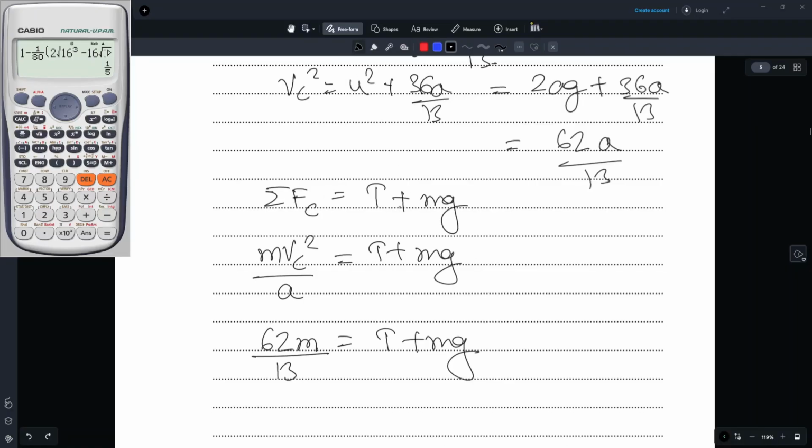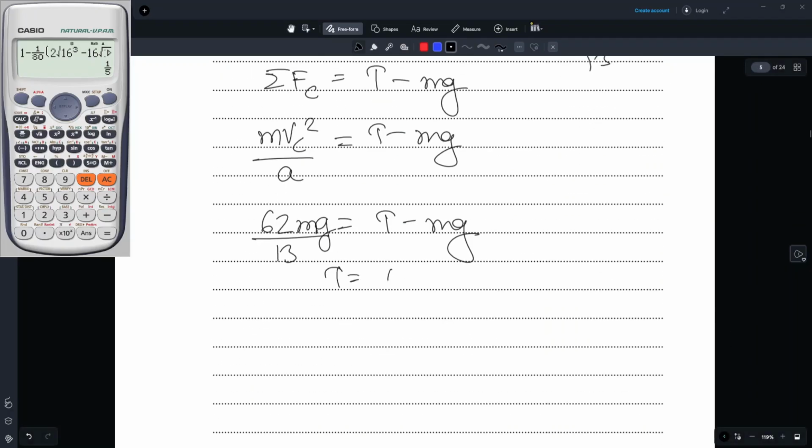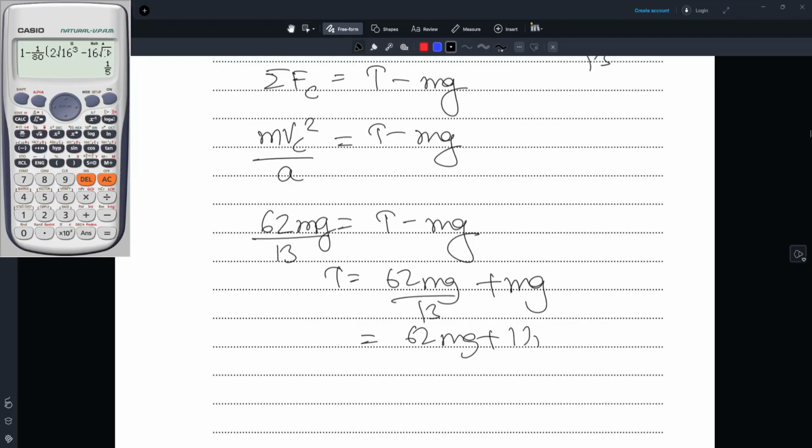Oh wait, it's actually not plus, it's actually minus. And there's supposed to be g there. Then what I have here is T equals 62 mg by 13 plus mg. So it means that I have to add 13 at the top like this. Therefore, what we get is T equals 75 mg by 13.